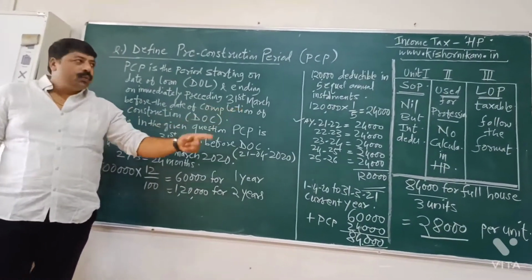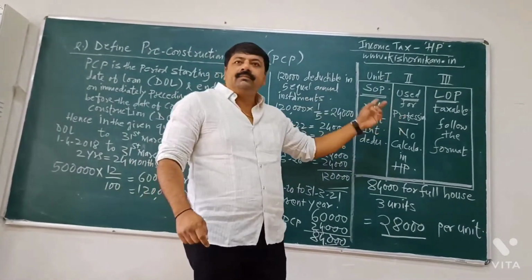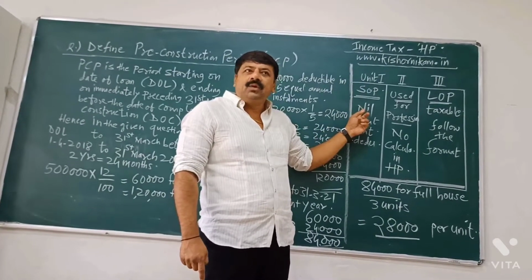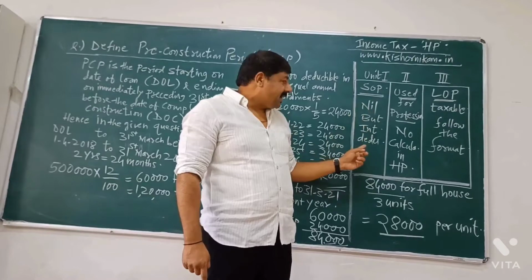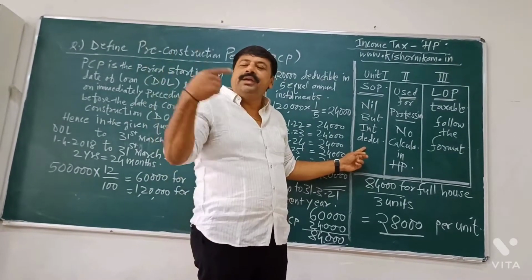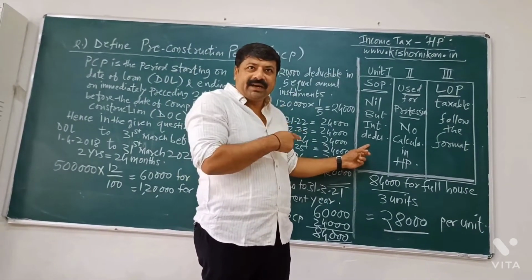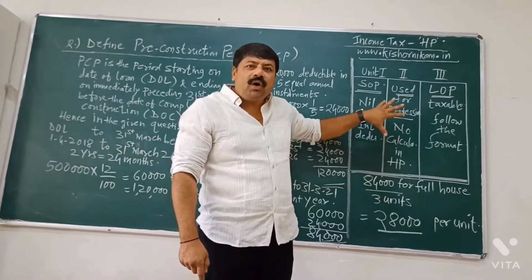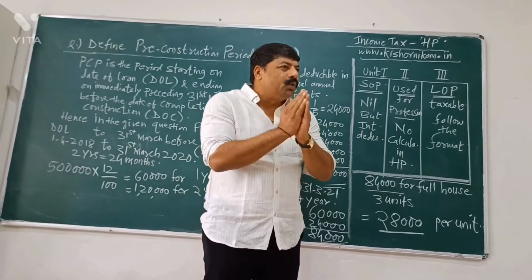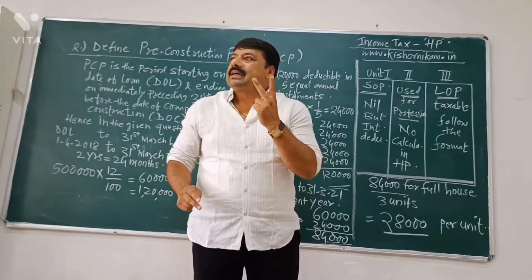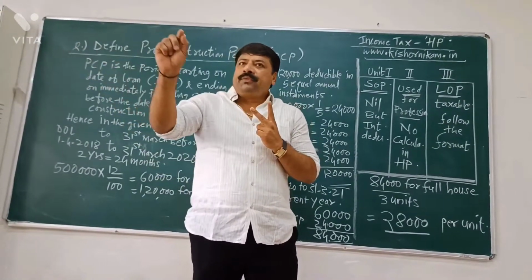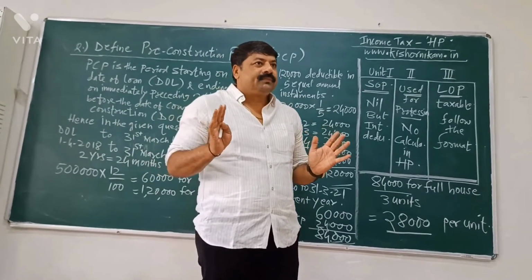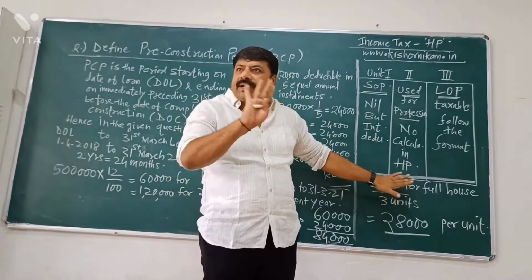Mr. Ashok. Units 1, 2 and 3. Unit 1 is self-occupied property, so it will be nil, no tax is chargeable. But he will claim deduction under section 24 for interest paid. Unit 2 is used for business and profession. So all calculations relating to Unit 2 will be considered in the profit and loss account of business or the income and expenditure account of profession. So no calculation under house property.